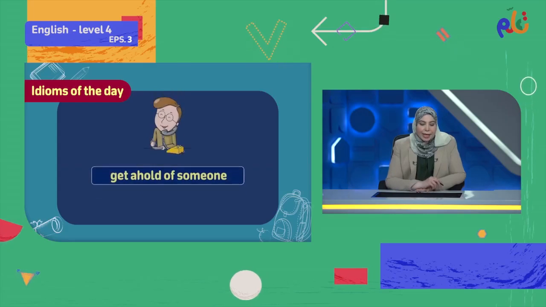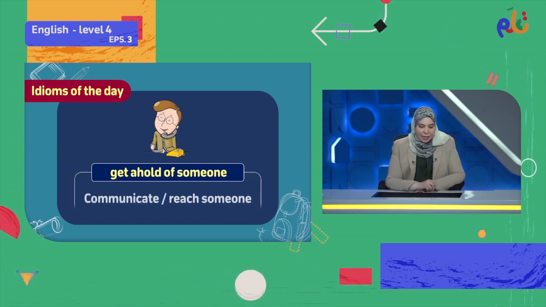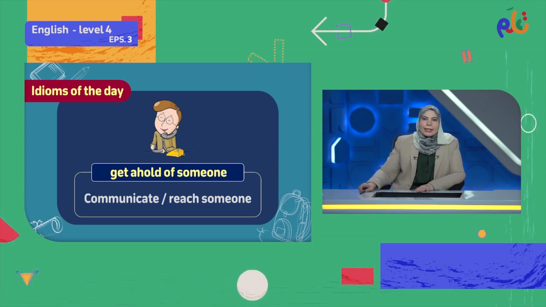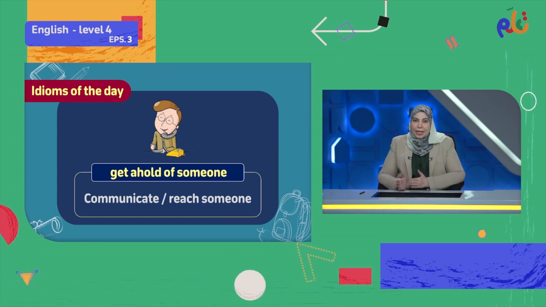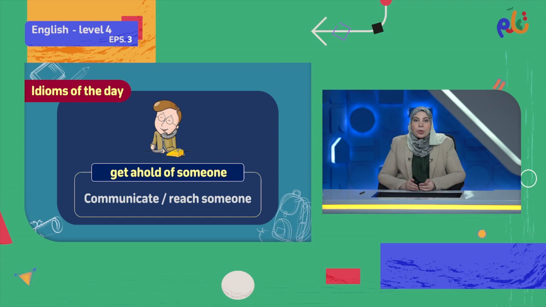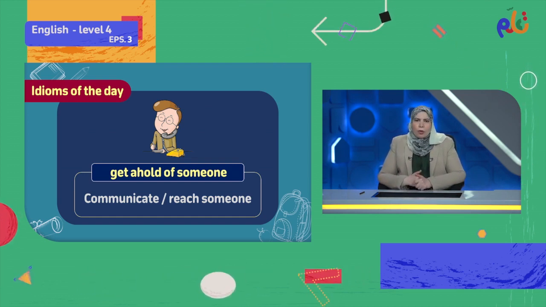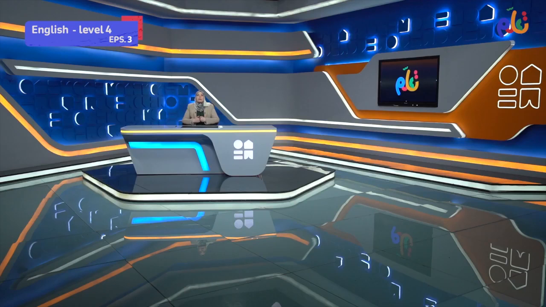The next idiom that we have is called get hold or get a hold of someone. This means communicate or reach someone. I can tell my friend, I couldn't get hold of you for the past 3 days or for the past week or for the past month. This means I couldn't reach you. Or you can call me on my phone. You can get hold of me when you call me on my mobile phone, which means you can reach me when you call me on my mobile phone.